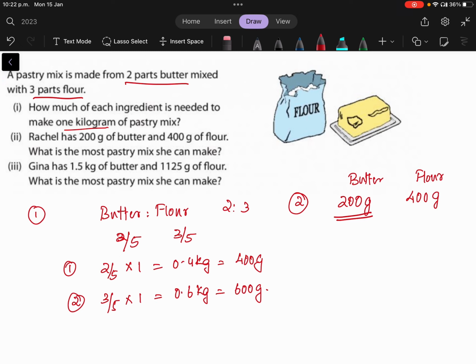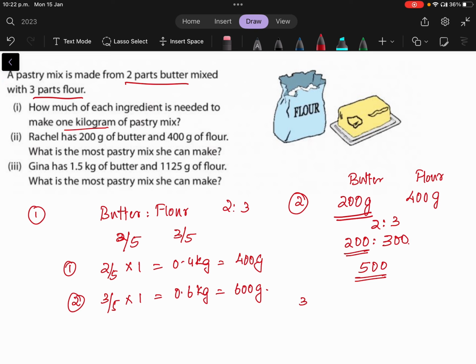Okay, so if she takes the full butter, how much flour will she require? Since the ratio is 2 is to 3, if she takes 200 gram of butter, she needs to take 300 gram of flour, right? Because she has only this much butter, she needs to take only 300 grams. So the total pastry mix will be 500 grams.